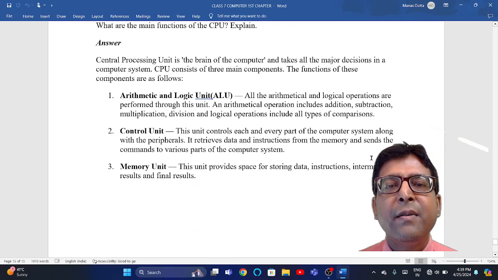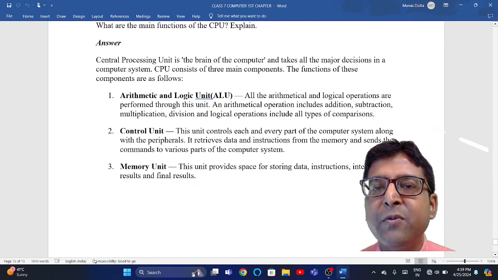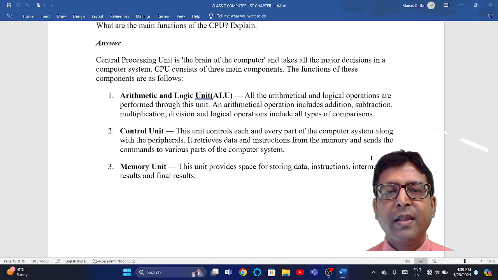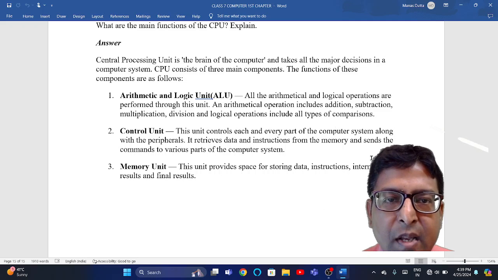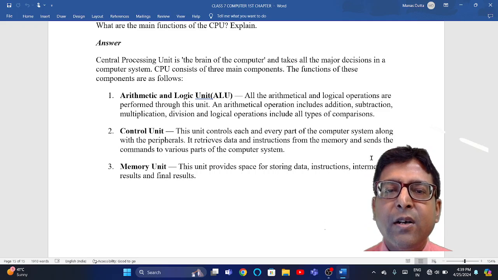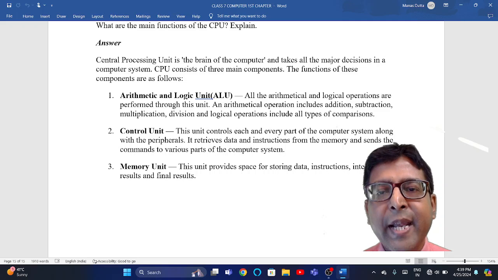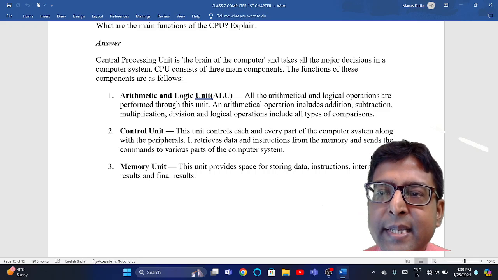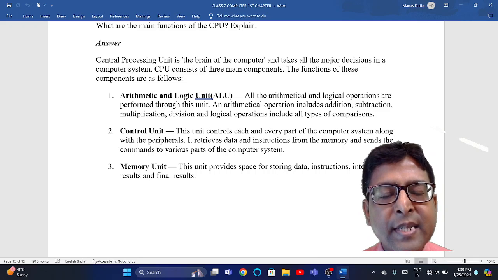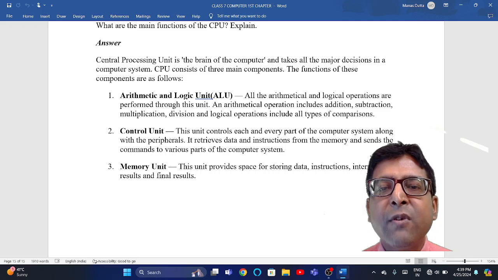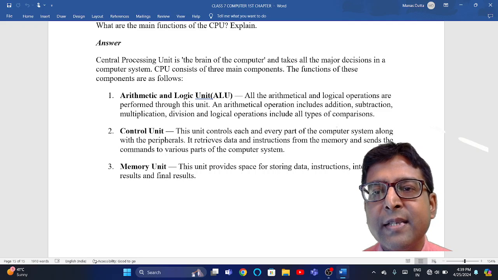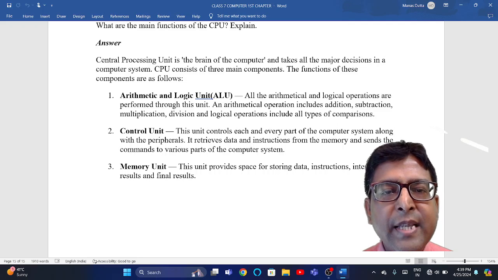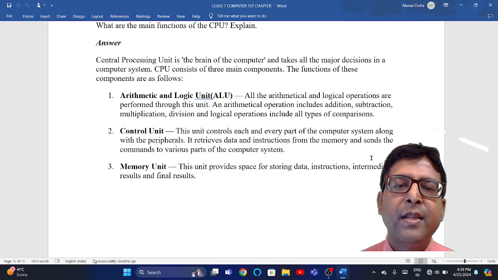Next question, question 5. What are the main functions of the CPU? Explain. Central Processing Unit, or CPU, is the brain of the computer and takes all the major decisions in a computer system. CPU consists of three main components. The functions of these components are as follows.